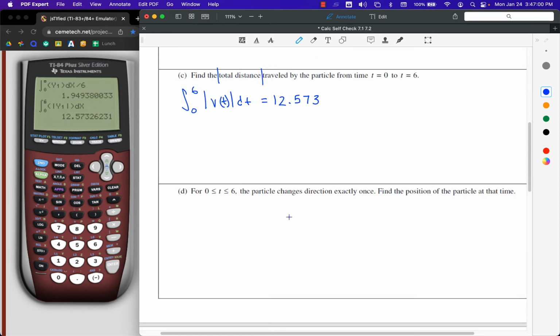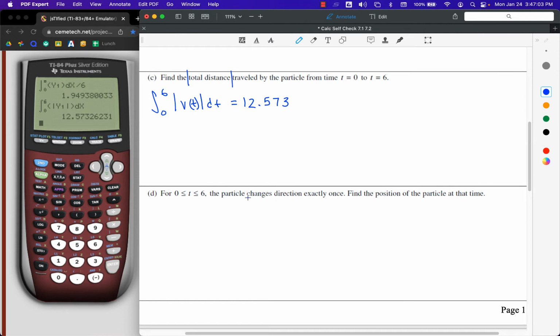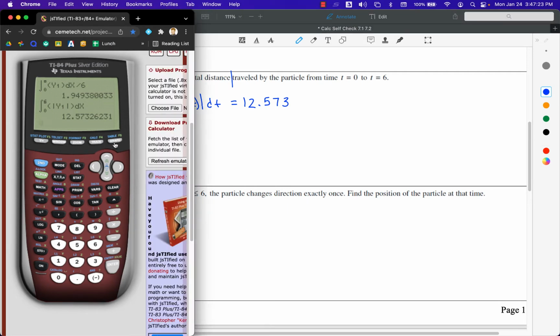Moving on to part D. For that same interval, the particle changes direction exactly once. Find the position of the particle at that time. All right, well, that's a little bit harder, but we need to look at the graph. If I change velocity from a positive to a negative, that means I was going forward and then I'm going to go backwards, which means I've changed direction. And luckily we already have that graphed. And it happens right there. I must have changed direction wherever I cross this t-axis.